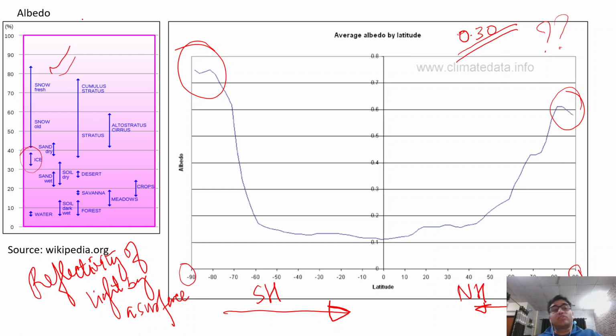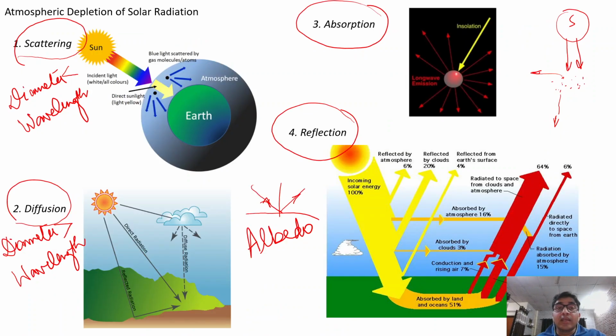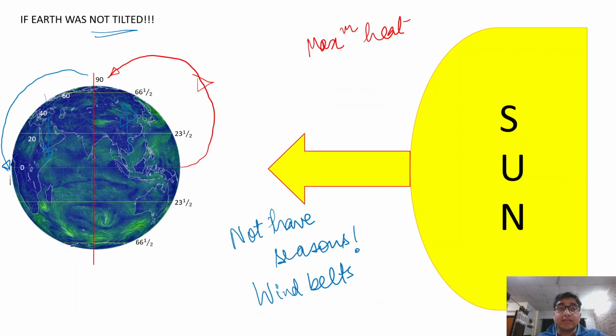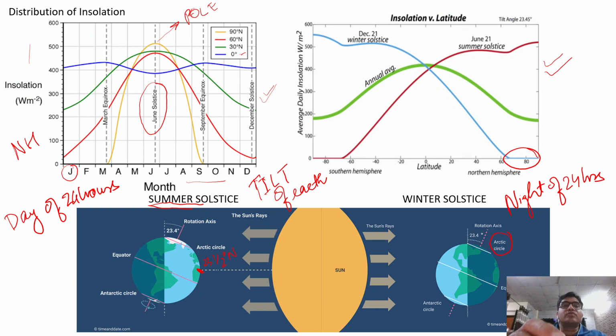They may give you the options: arrange the following according to increasing or decreasing albedo values. Okay, then this diagram is very important. There have been questions from this diagram in the previous years' net examinations.